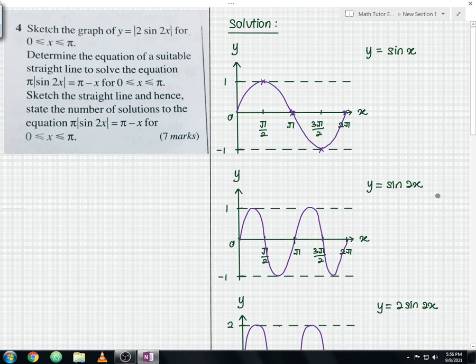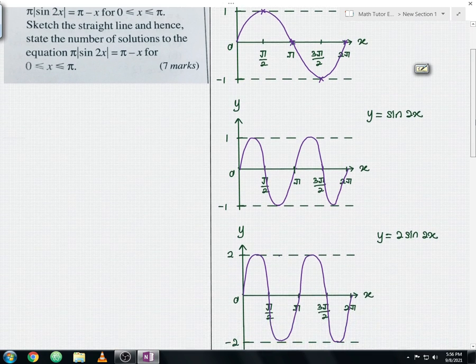Moving on to the second sketch where you have y equals to sine 2x. Slightly different from the first diagram. Instead of one complete cycle, now you have two complete cycles over here. So this is the difference between sine x and sine 2x.